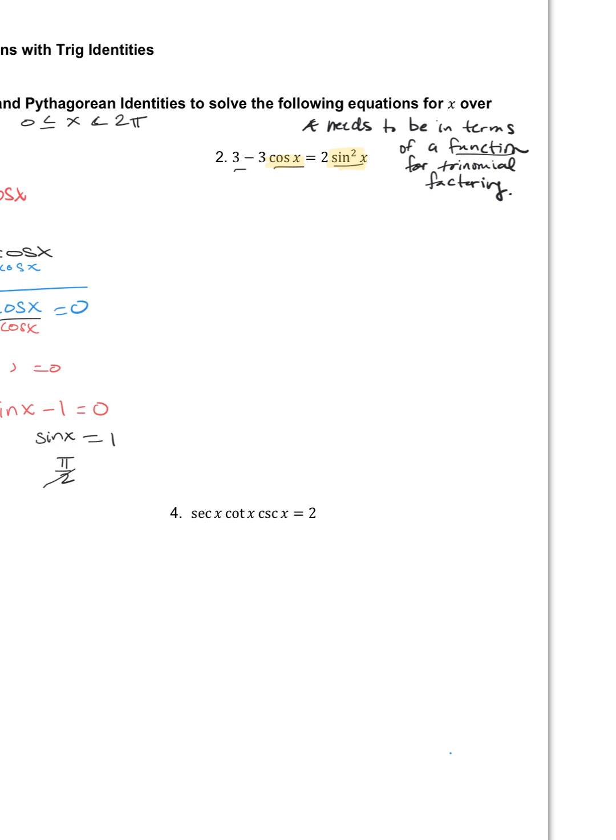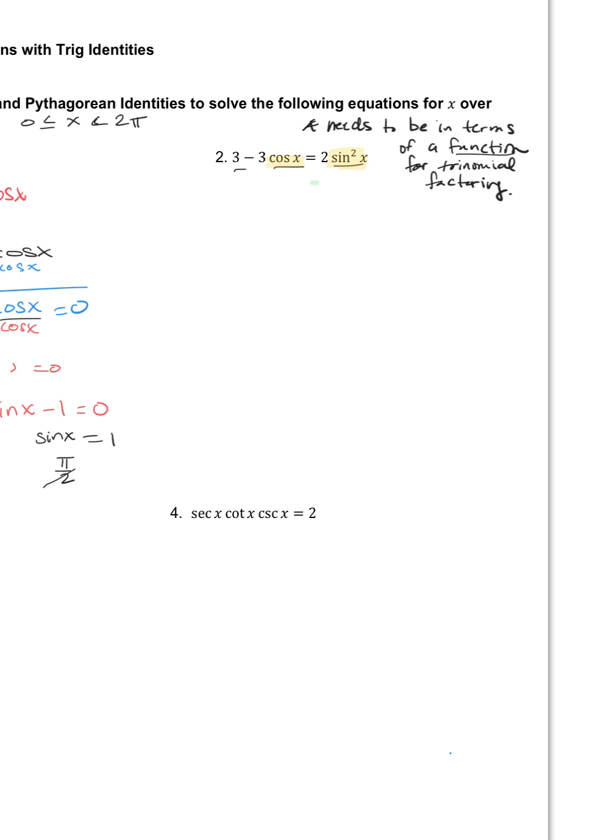Just know that if I have these two or three terms, I will have to do a trial and error factoring of a trinomial. So I want to make sure that I have it in some kind of quadratic form that I'm able to factor. So what I'm going to do is change 2 sine squared x to its identity.